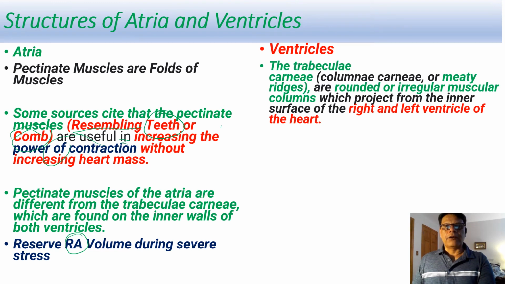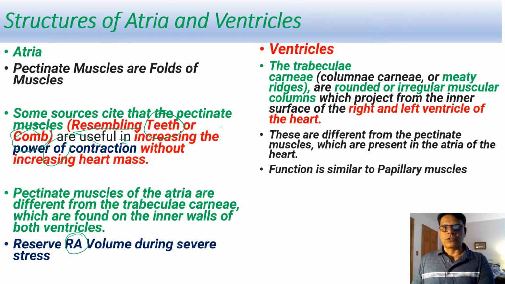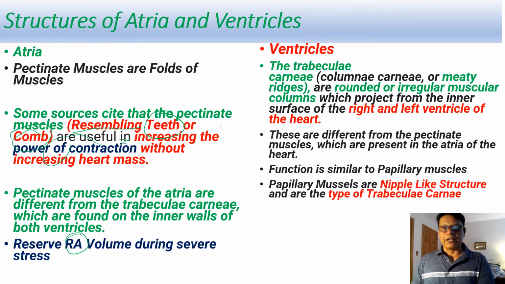In the ventricle, trabeculae carneae, we discussed that these are the meaty ridges or meaty columns, and they are present in both right and left ventricles, and they are different from pectinate muscle that is present in the right atrium. The function of the trabeculae carneae is similar to the function of the papillary muscles. And you know that the function of the muscle is to contract. And papillary muscles, we also discussed, are nipple-like structures. That is why they are called papillary muscles.